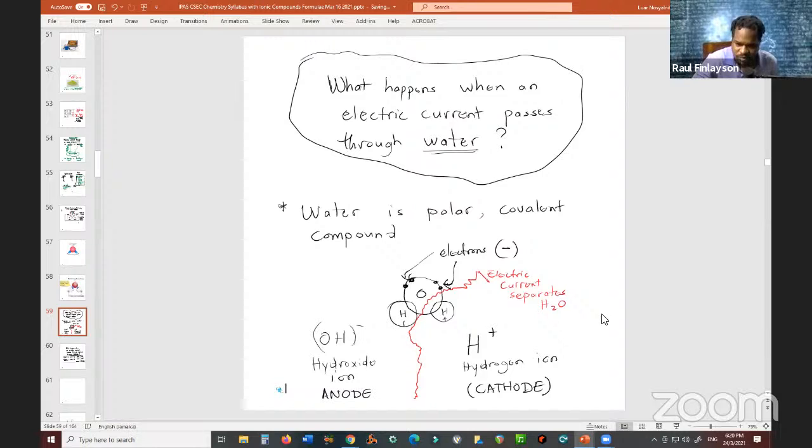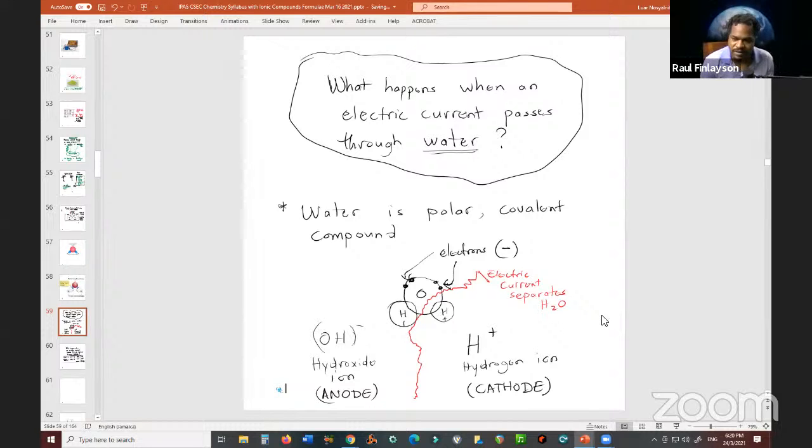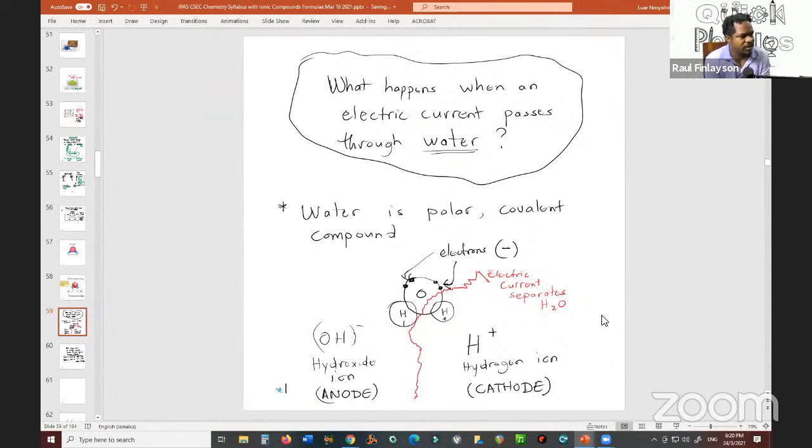So I hope you're understanding what's happening here with electrolysis, guys. It's current passing through the substance, separating it into ions, and each ion, based on its charge, goes to an electrode. The electrode can be the anode or the cathode. And the rule is that if the ion is positively charged, it's going to go to the cathode. Everybody get that?